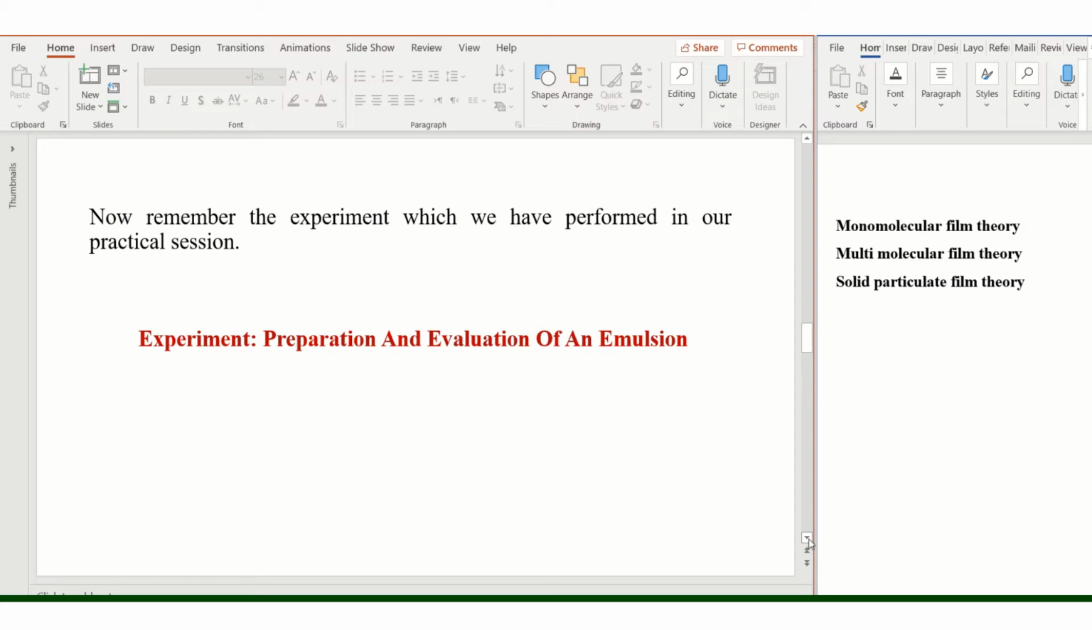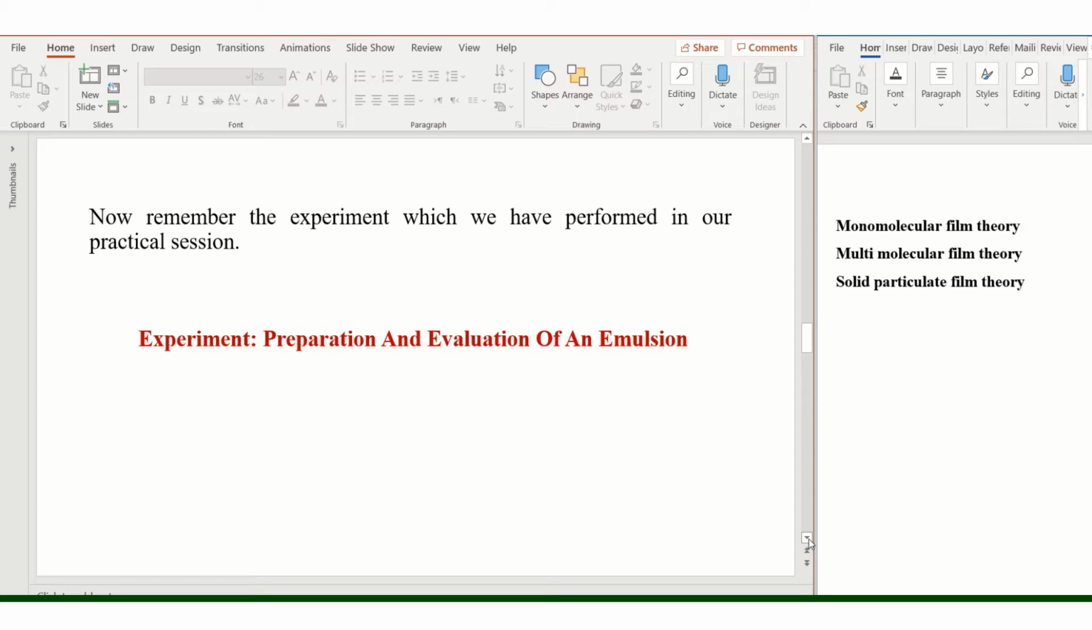You have taken your oily phase in a separate dish. You have heated it up to 70 degrees centigrade, right? And you have taken the aqueous phase in another beaker. You have heated up to 70 degrees centigrade. You have mixed both the phases while maintaining the temperature of 70 degrees centigrade with constant continuous stirring till you get a creamy consistency. Hope you remember that experiment.